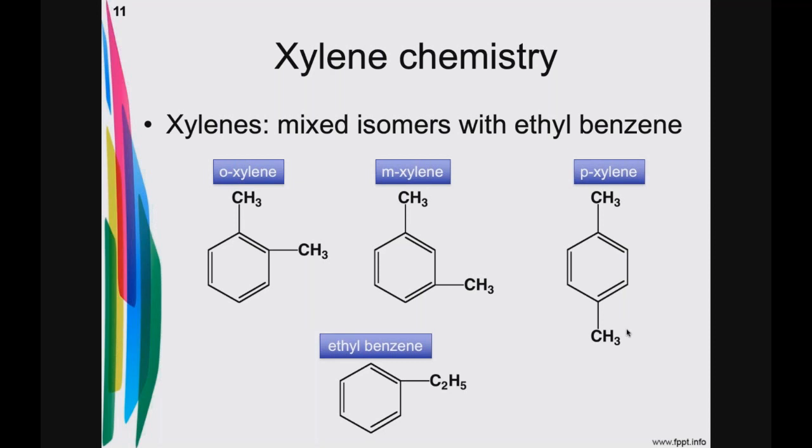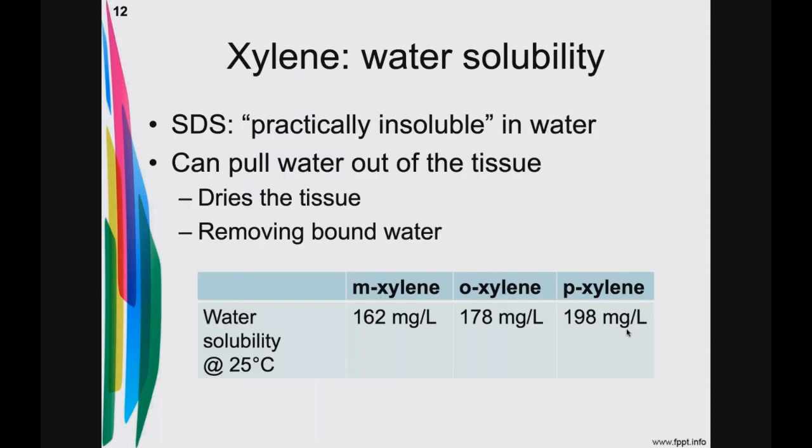So you may start off with ortho, meta, para, and ethyl benzene in your brand new stuff, but when you have recycled, only the ortho, meta, and para generally come over, depending upon the boiling point that you've got set on your machine. So those are the chemicals we're dealing with.